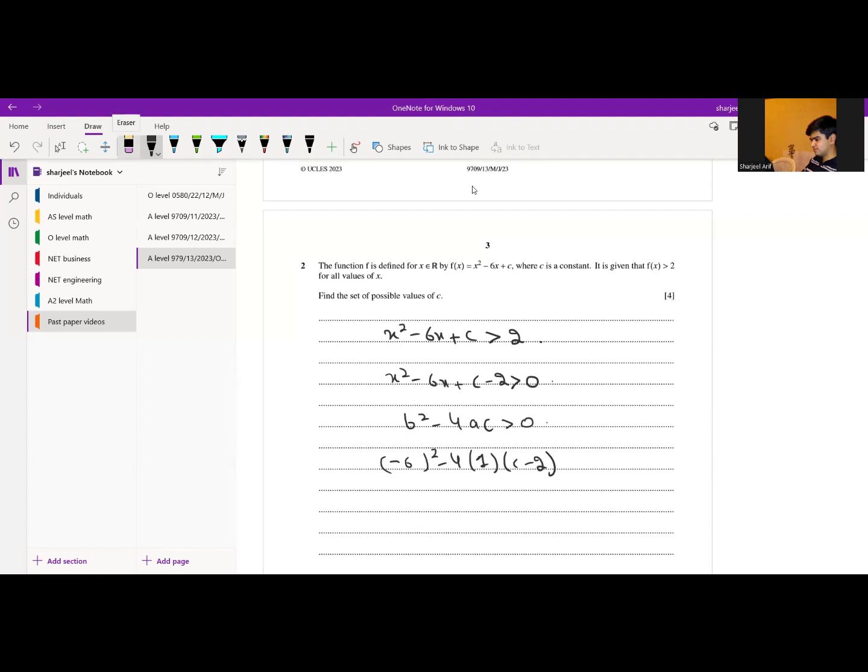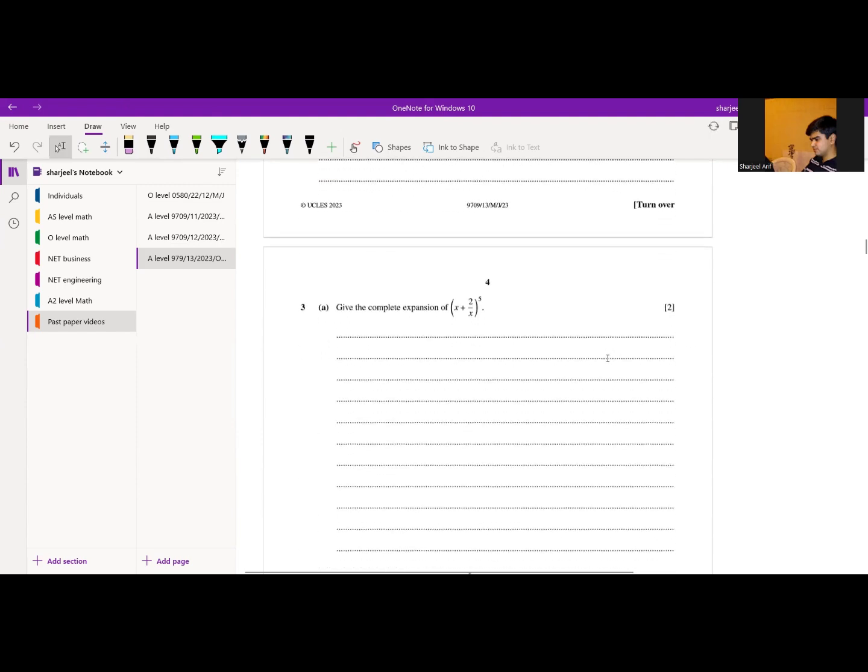So we have to find the values of c for which f(x) is greater than 2. So in that case, we will apply b squared minus 4ac less than 0 because it should not have any roots for the value of c, which is less than the given condition. So we will apply b squared minus 4ac less than 0. This will become 36 minus 4c plus 8 less than 0. 44 is less than 4c and 11 will be less than c. So we will say that c should be greater than 11 if f(x) is greater than 2.